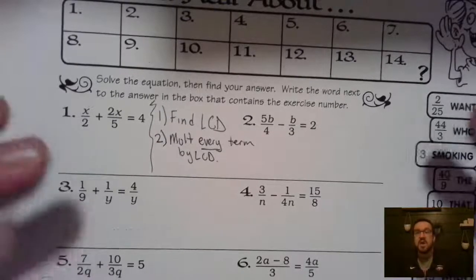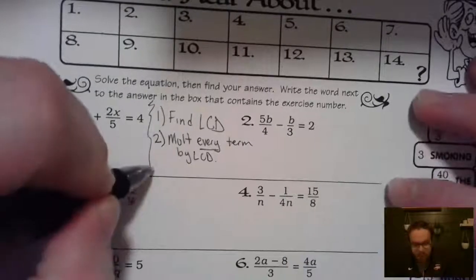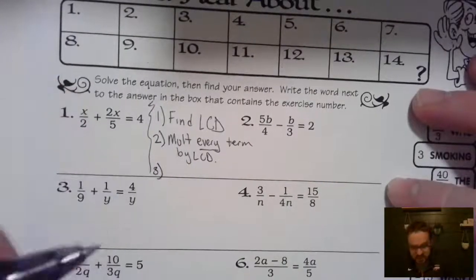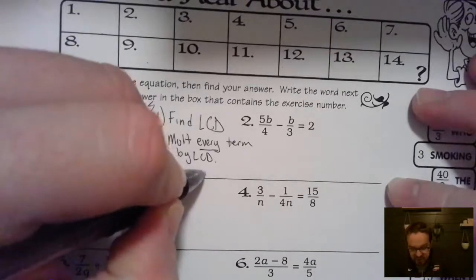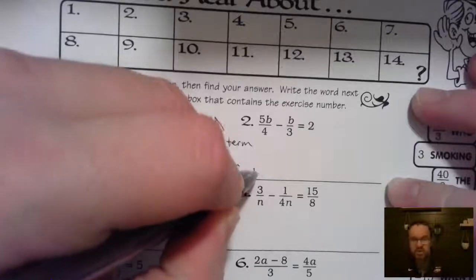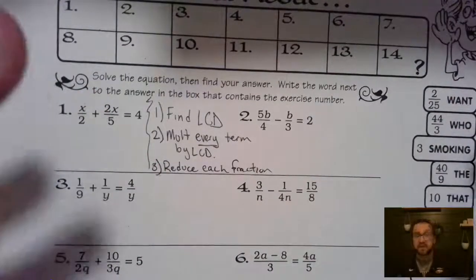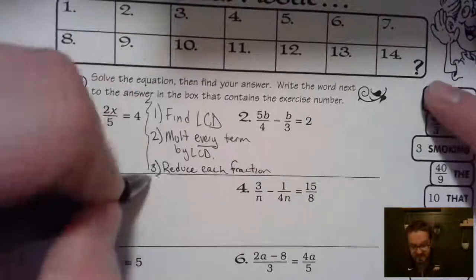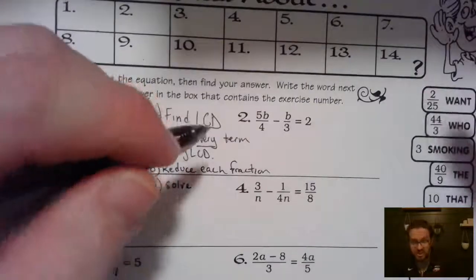When we're taking a look at the third step, just like I was just saying, we're going to reduce each fraction. That will eliminate all the need for fractions. And step 4, maybe the easiest, is we're just going to solve it like any other equation that we would.